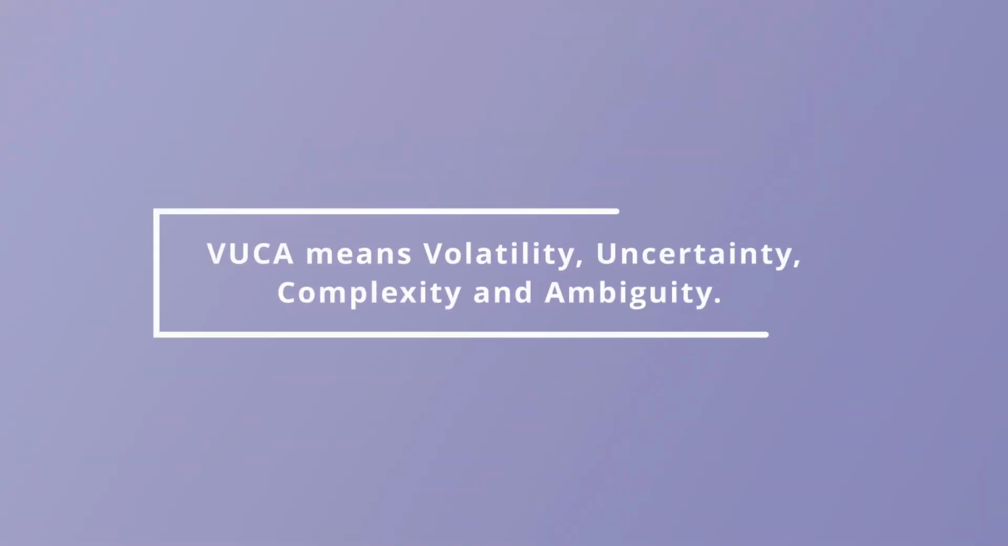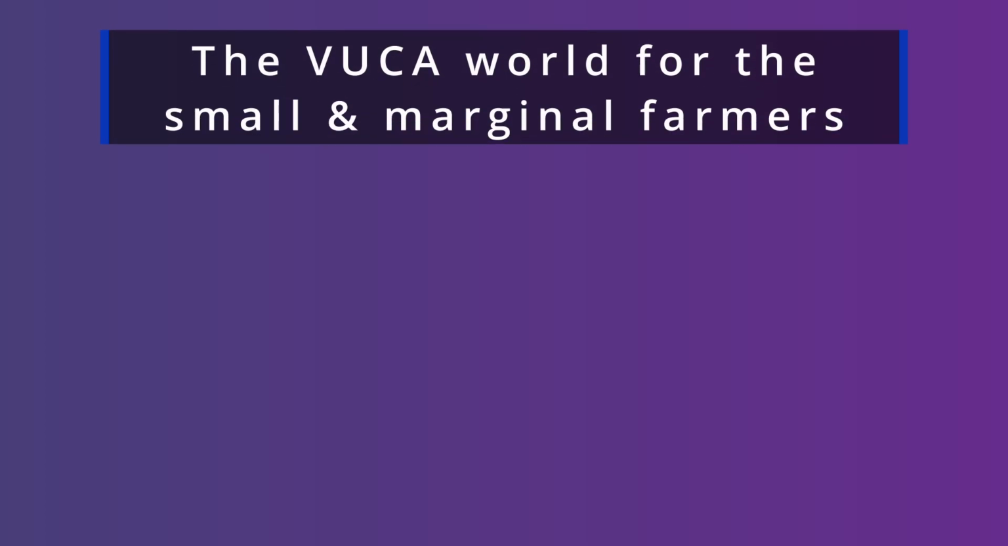To understand this, we must understand that the farmers in India, particularly the small and marginal farmers, are working in a world of VUCA. Here, VUCA means volatility, uncertainty, complexity, and ambiguity. Now let's try to understand how the small and marginal farmers of the nation are operating in the world of VUCA that we already mentioned: volatility, uncertainty, complexity, and ambiguity.